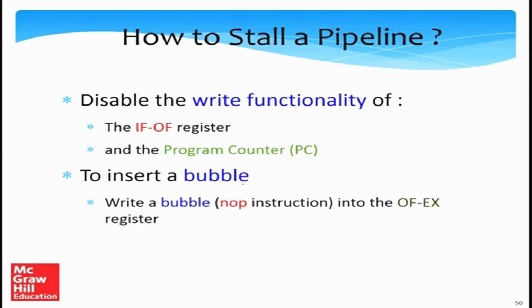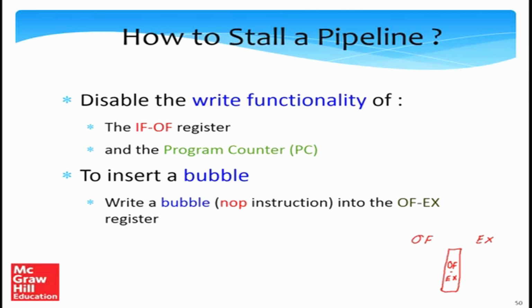And to insert a bubble, we write a bubble or a no-op instruction into the OFEX register, with OF on one side, EX on the other side. This is the OFEX register. So if we write to the register, it ensures that this value will propagate along the pipeline as well.